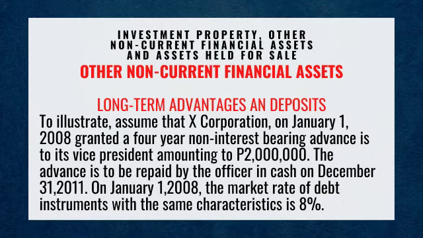To illustrate, assume that X Corporation on January 1st, 2008 granted a 4-year non-interest bearing advance to its vice president amounting to 2 million pesos. The advance is to be repaid by the officer in cash on December 31st, 2011. On January 1st, 2008, the market rate of debt instruments with the same characteristics is 8%.